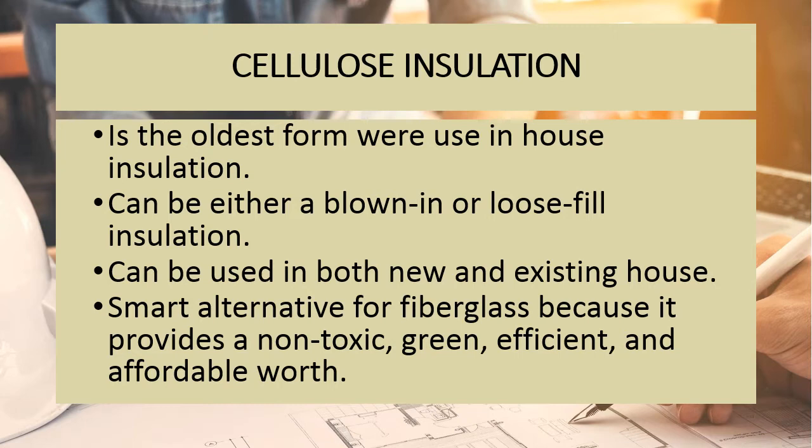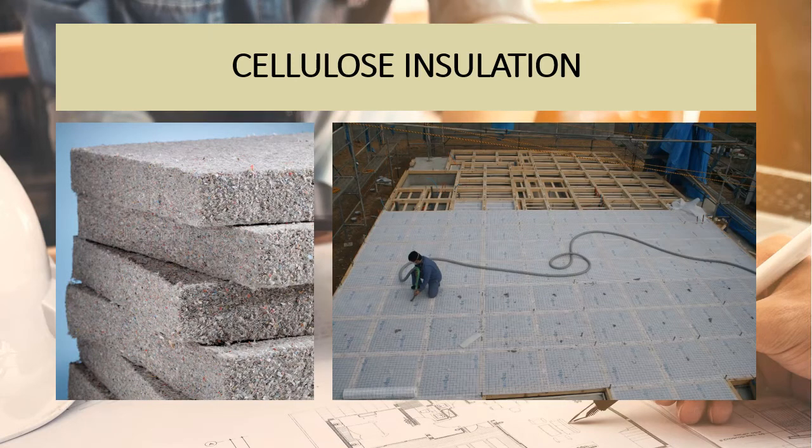Cellulose is considered a recycled material because 85% of it is made from recycled newspaper that has been processed, which makes cellulose more resistant in open new walls, unfinished attic floors, and more. This is an example of cellulose insulation used in construction.